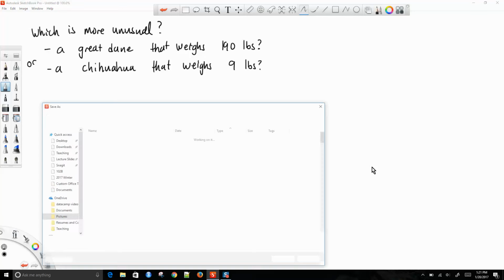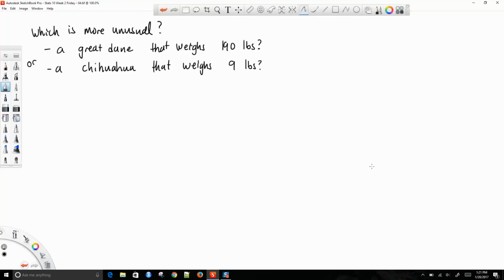Now, at this point, we can't really make the comparison because we don't know the average size of a Great Dane or the average size of a Chihuahua. So I already did the research for you, and I'm ballparking some of these standard deviation numbers because they report average sizes, but they don't report standard deviations. They're not statisticians in that regard. So for Great Danes, the mean is around 160 and the standard deviation is 20. And for Chihuahuas, the mean is around 5 with a standard deviation of around 1.2.